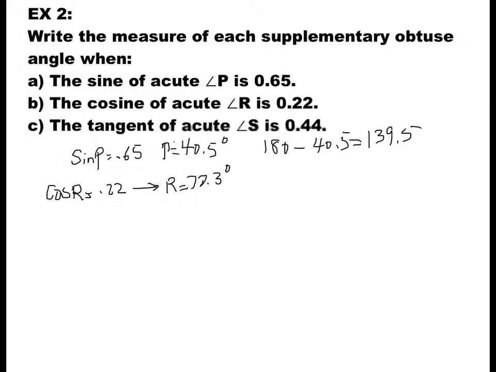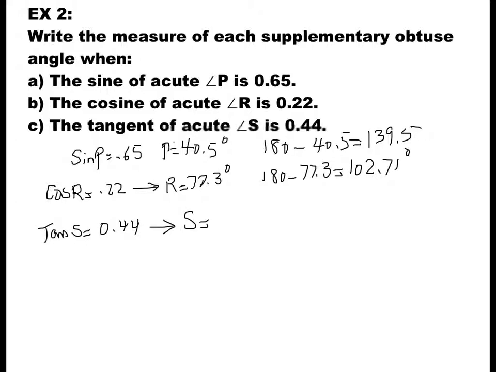Now, again, I need the supplementary angle. So I'm going to subtract it from 180, and I'm going to get 102.71. Now the last one, the tangent of angle S is 0.44. So I'm going to write tan S is 0.44. If I use the inverse of the tan on your calculator, I will find that S is approximately 23.75. And if I subtract it from, again, 180 to find the supplementary, I will find that S is 156.25.